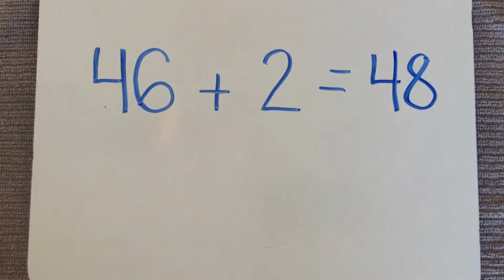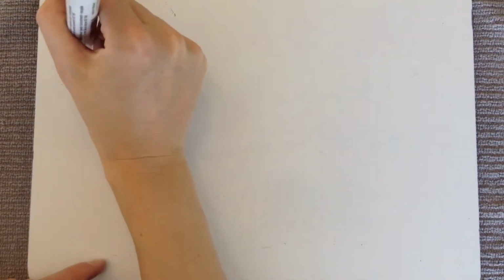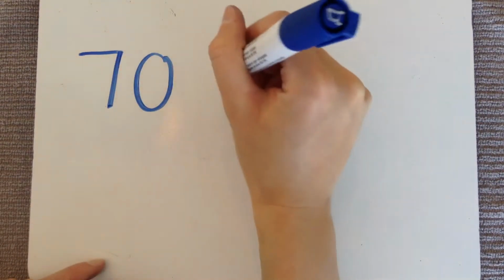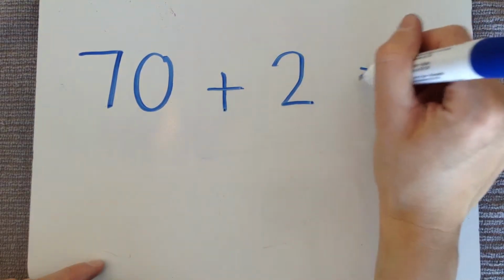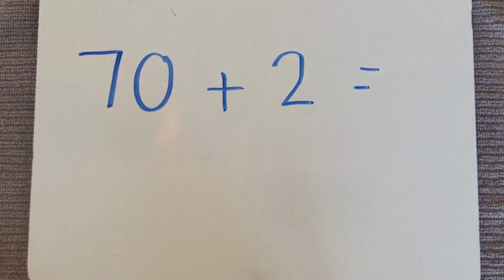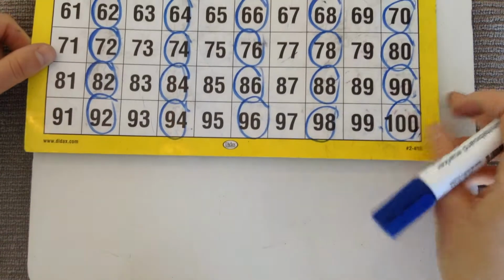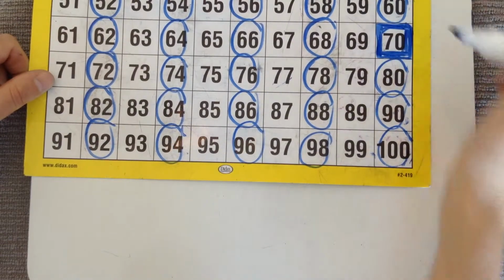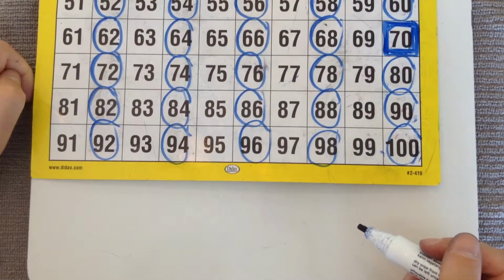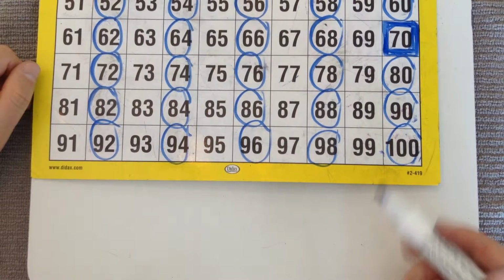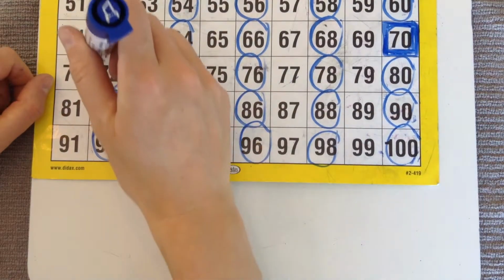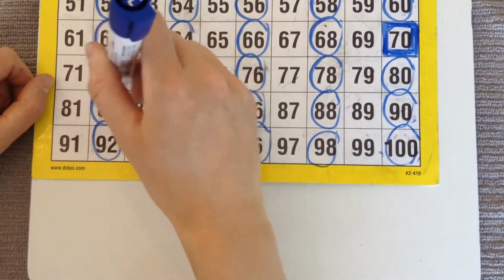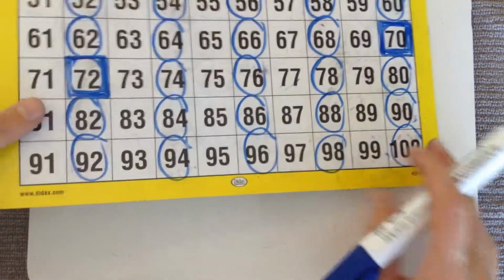Let's take a look at another question. Let's do 70 plus 2. We can use skip counting by twos to help us find the answer. When you count by twos, if you start at the number 70, and then you keep counting by twos, what will be the next number that you say? 70, 72. That will be the answer.